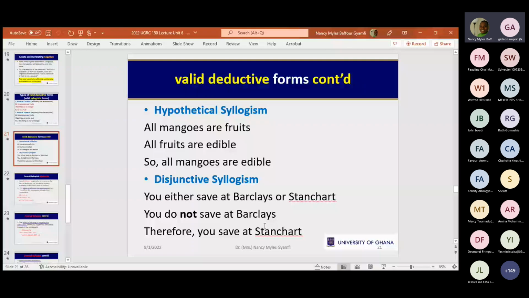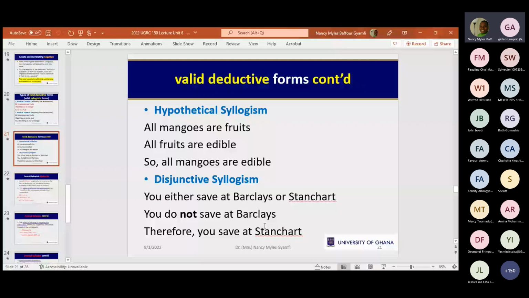Your textbook doesn't touch on it too much, but you shouldn't say A or B, A, therefore you are concluding not B. That is not valid. It's called a false disjunctive syllogism, but we are not dwelling much on it. Just don't commit that fallacy where you say A or B, A, so it cannot be B.